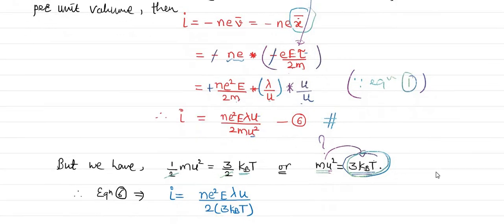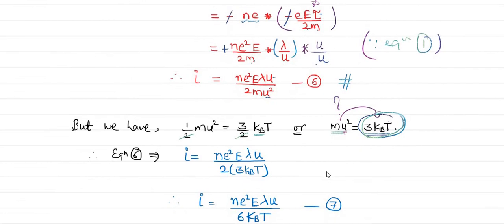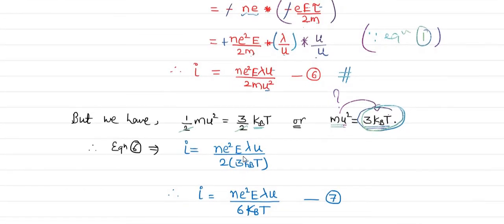So let us do that. Therefore equation 6 becomes n e square capital E lambda u in the numerator, 2 as it is in the denominator, and instead of mu square let us substitute this 3 kBT. So after substituting, what we get is n e square E lambda u in the numerator, and in the denominator 3 2s are 6 kBT. Equation number 7. And what is this equation number 7? It is the equation for current density.